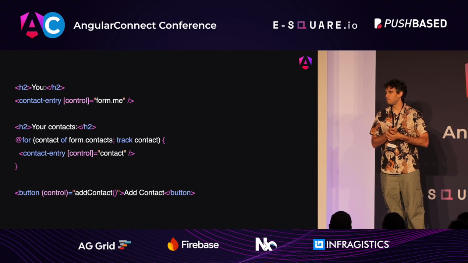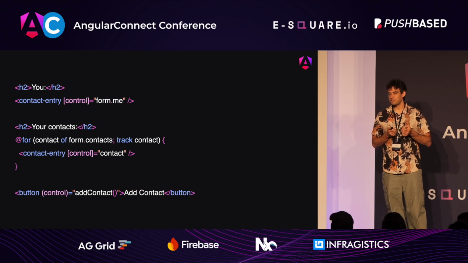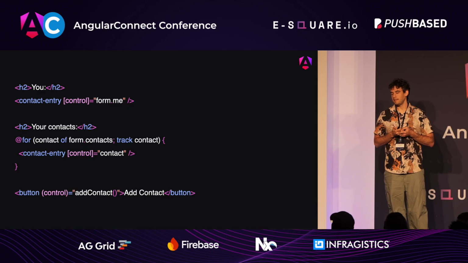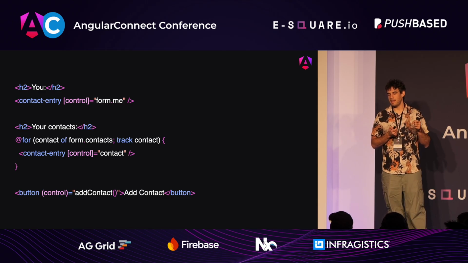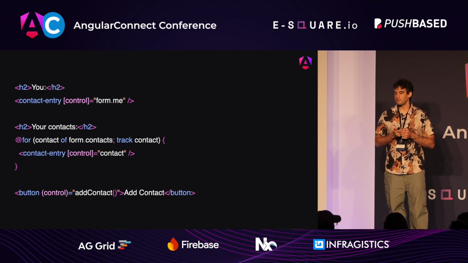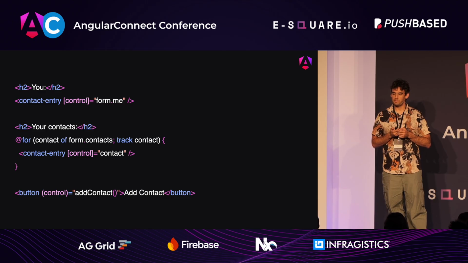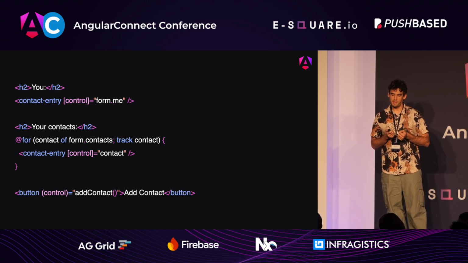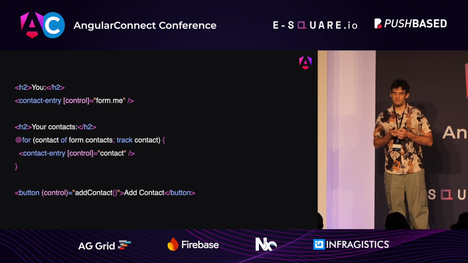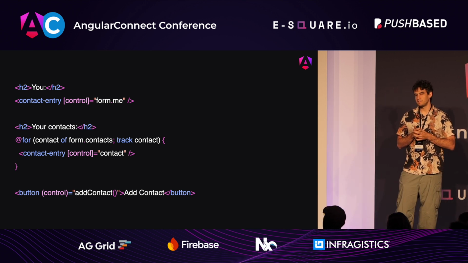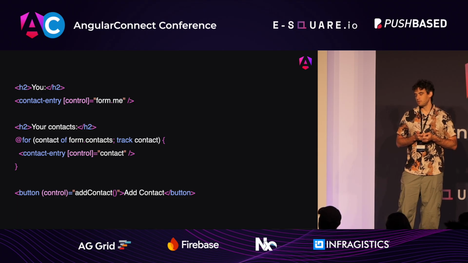So now, moving back to the address book, we can finally go and create our template. And we can add a contact entry component that I just made, and pass in the subform for my own information. And then I can just do an @for over my contacts and do the same thing, add one of this contact entry component. And so it all composes together nicely, and we're able to reuse that single piece.